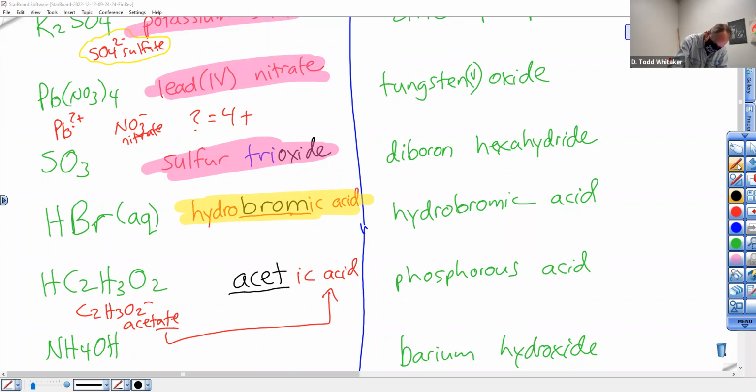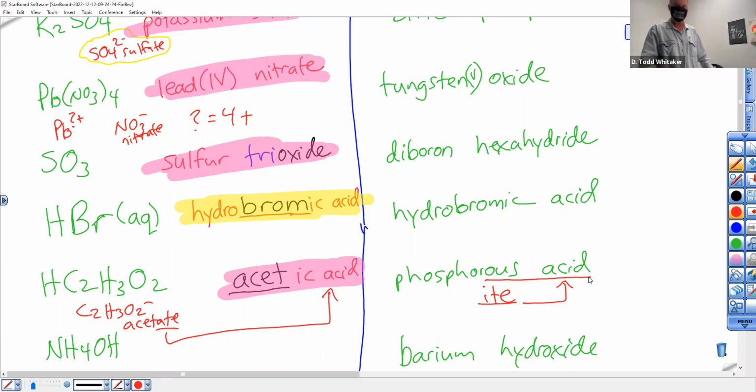Looking for my highlighter. Pink's good. ATE ions become ic acids. What ions become OUS acids? Just for future reference. We're not going to do that one right now, but those go together. If you have an ATE ion in an acid, it becomes an ic acid. If you have an ITE ion in an acid, it becomes an OUS acid.